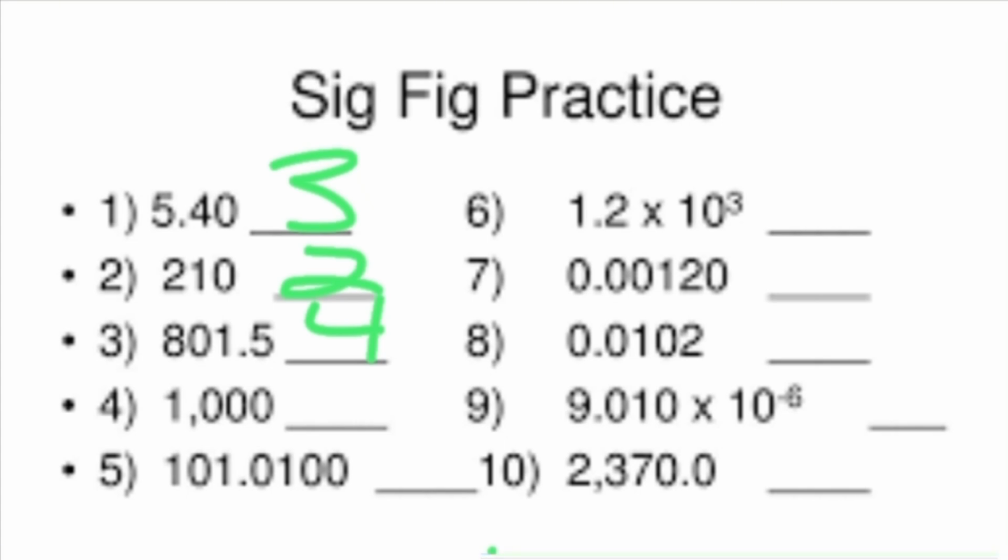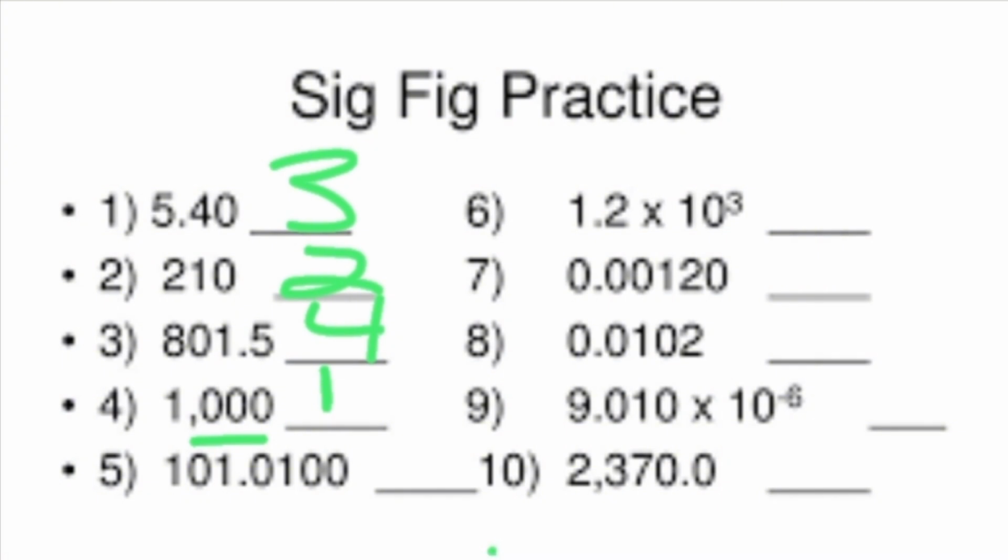Number 4, we have just straight up 1,000, and this is only going to have 1 significant figure, and that is because all 3 of these zeros in the back, there is no decimal to make them significant, they're not being measured out to, and therefore just 1 significant figure for number 4.